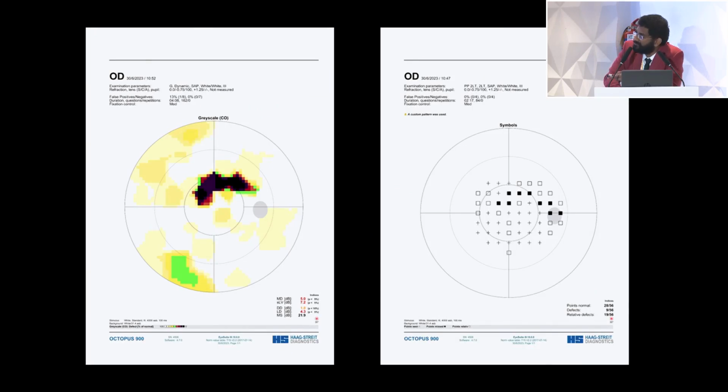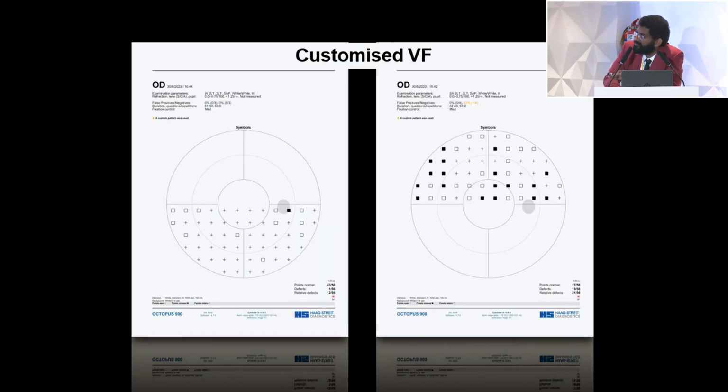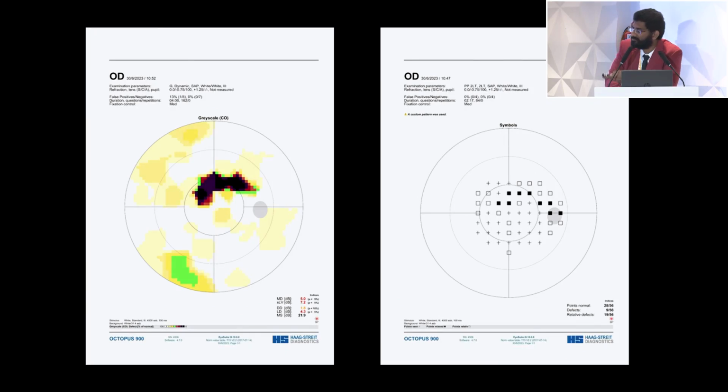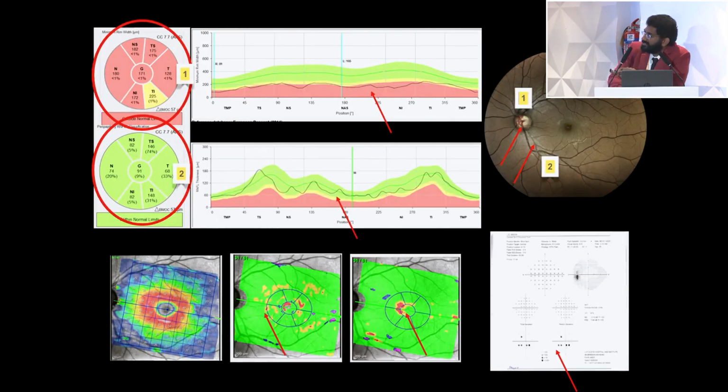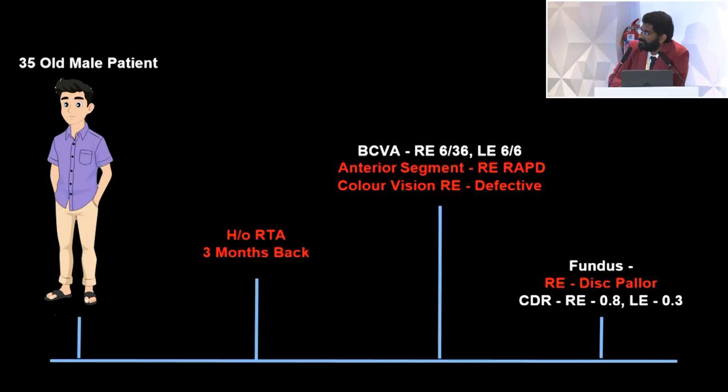Also try to make the machine work for you by customizing the visual fields accordingly. If a patient is having this kind of scotoma, there is no point in testing the peripheries, or you need to focus more on these regions. So again, the checklist is disc, RNFL, and then you go to the OCT and the visual fields.